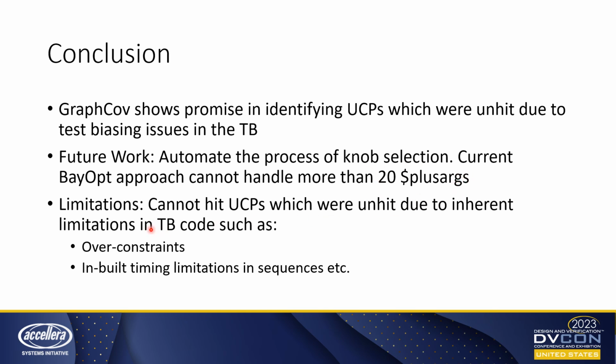And finally, although GraphCov shows promise in hitting the UCPs, it cannot hit uncovered CPs which were not hit due to inherent limitations in the TB, such as over constraints or inbuilt timing limitations and sequence and so on.